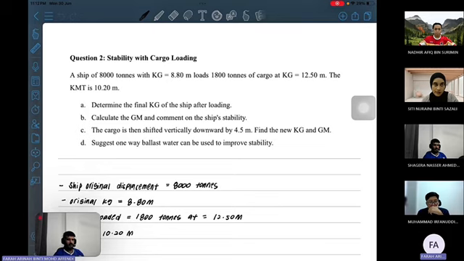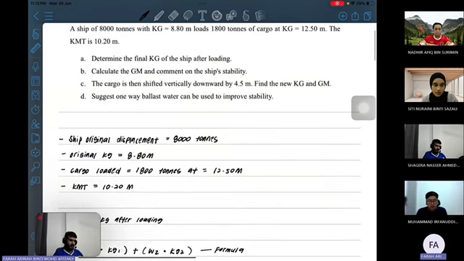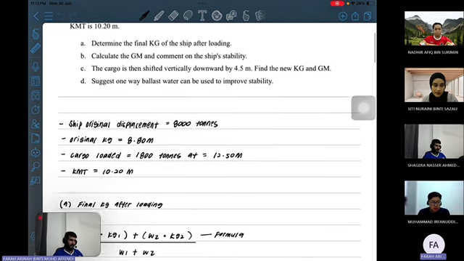The KG stands for the height of the center of gravity, which changes based on weight and cargo position, while the KM is keel to metacenter, KMT keel to transverse metacenter, and GM is metacentric height. So the first question is to determine the final KG of the ship after loading.